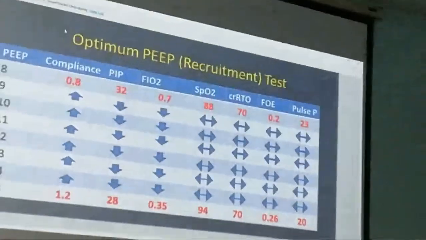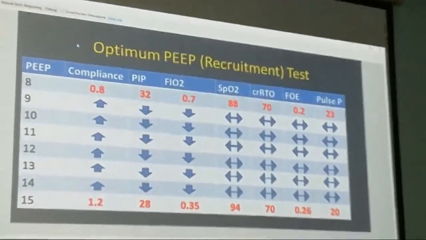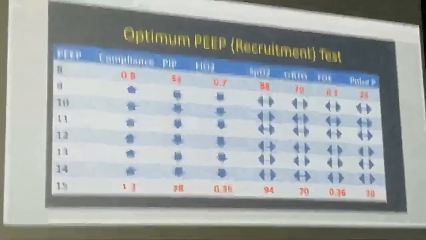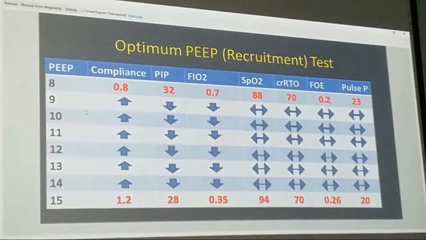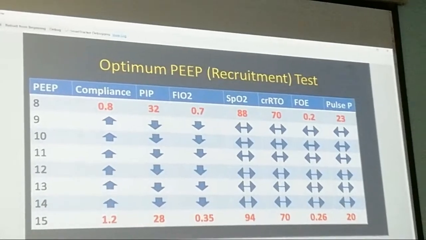This is the table that our neonatal management team is using during the lung recruitment by stepwise increase in PEEP. The baseline PEEP was 8 and was gradually increased up to 15 centimeter water. At the same time, the team recorded all of the parameters in the table.